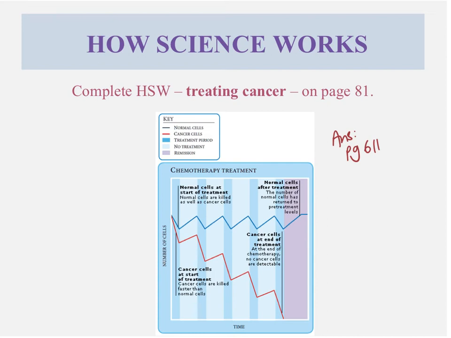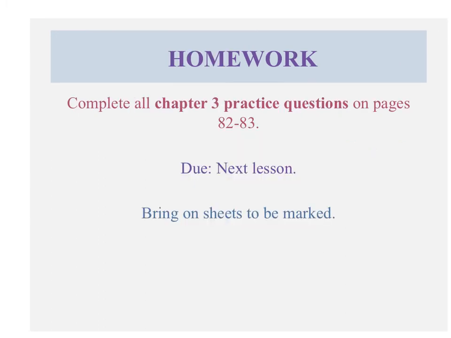Now the final bit that I need to tell you before we move on to the summary, the plenary, the exam questions, is your homework. Could you please have a go at all chapter 3 practice questions on pages 82 and 83 in the blue book by yourself. They're past exam questions. I want you to bring together everything that we have done over the last few weeks. It's all to do with eukaryotic cells and the cell cycle and prokaryotic cells and microscopes and all that good stuff. Could you please do it on a loose sheet of paper?